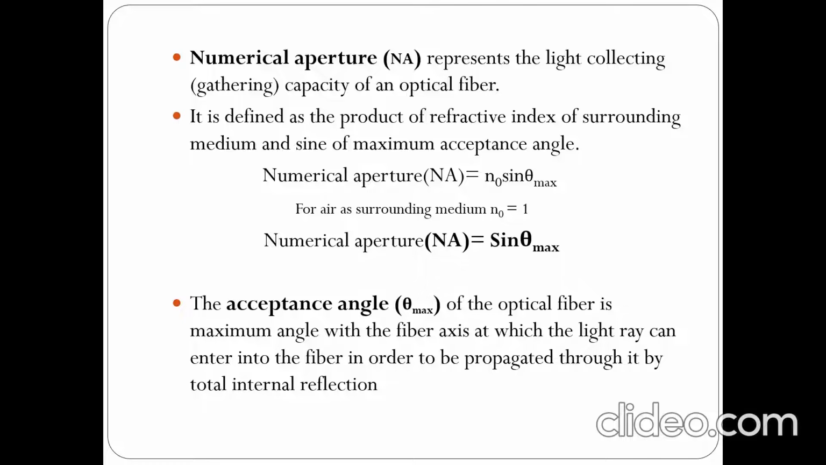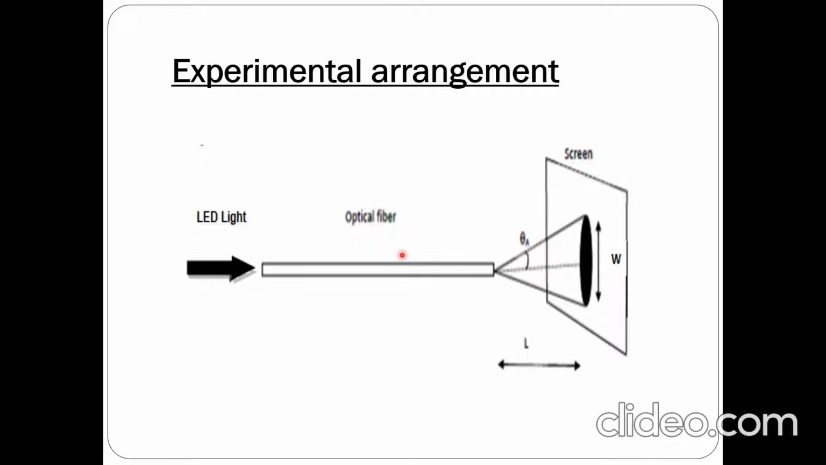The acceptance angle of an optical fiber is the maximum angle with the fiber axis at which the light ray can enter into the fiber in order to be propagated through it by total internal reflection. Experimental arrangement: when LED light is passed through the optical fiber by total internal reflection and reaches the second end, this light is focused on the screen as a circular spot. Let us consider the spot diameter as W and the distance between fiber end and screen as L.